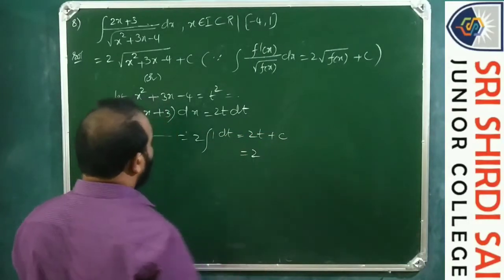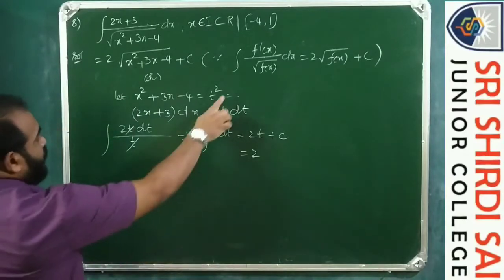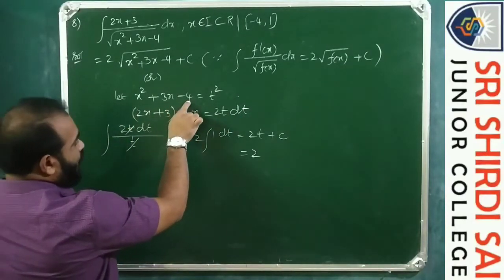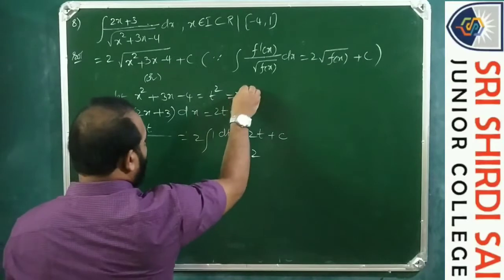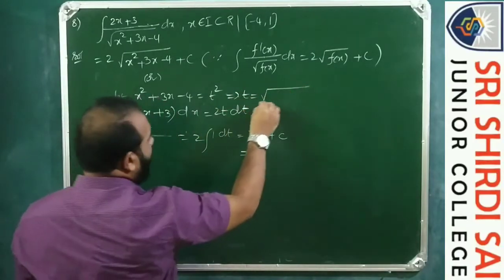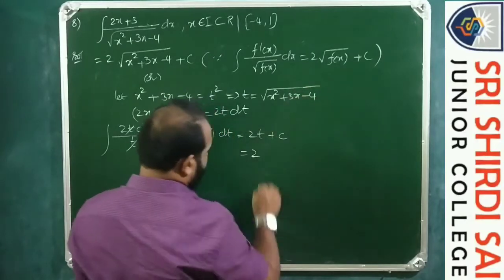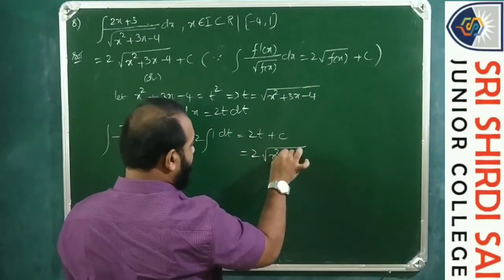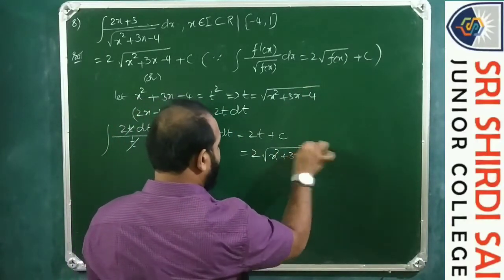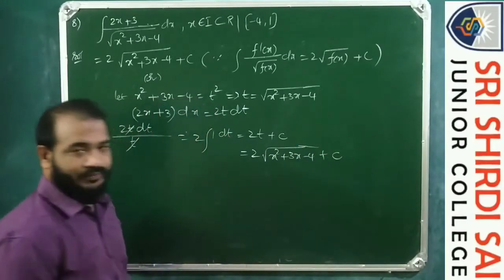c. So if x square plus 3x minus 4 is equal to t square, then t is equal to how much? Square root of x square plus 3x minus 4. Therefore the answer is 2 root of x square plus 3x minus 4 plus constant of integration c.